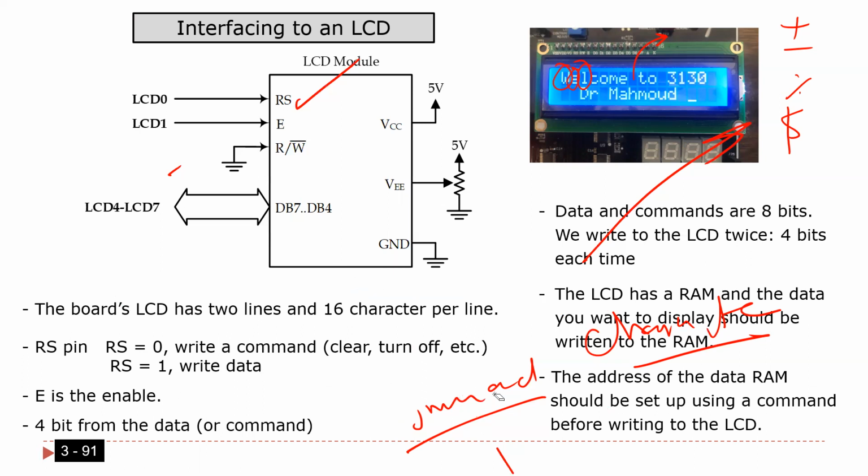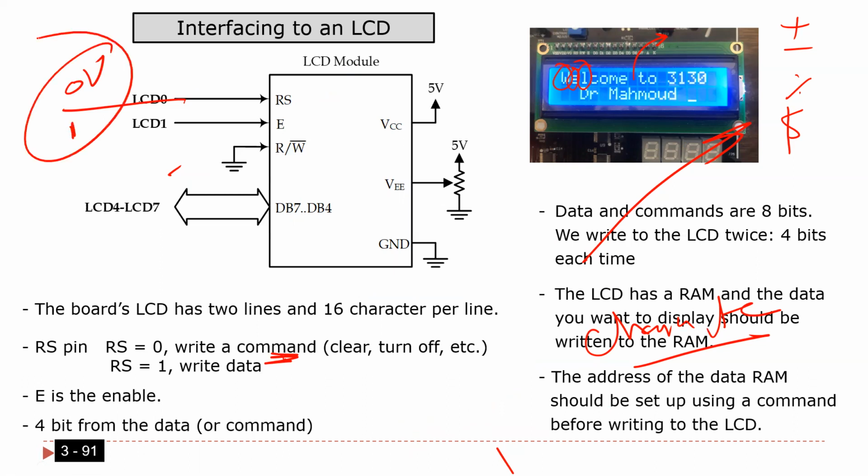This pin should tell the LCD you are sending a command or you are sending data. How? That's what I'm saying here. If you want to send a command, you have to put here 0, 0 volt or logic 0. If you want to send data, you have to put here 1. Is that okay, guys? So this pin should tell the LCD if you are sending data or command. Okay, that's number 1. Any questions?